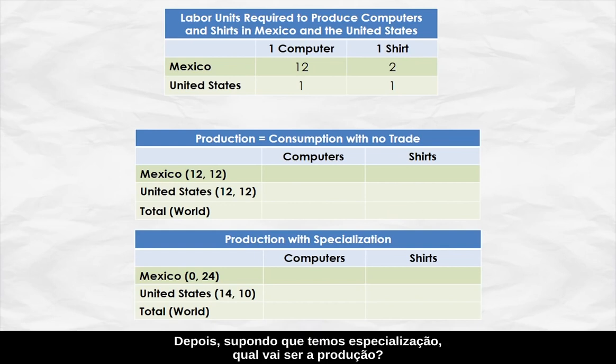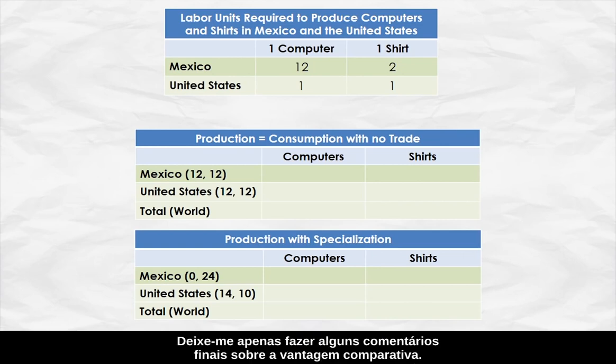Then suppose we have specialization. What's production going to be? So Mexico has 0 units of labor in computers, 24 in shirts. The United States has 14 units of labor in computers, 10 in shirts. What's production in each case? What is the total for the world? And then finally, with production under specialization, can we now find a way to have trade which makes both countries better off? And what's a exact price ratio at which that trade will occur? We'll take that up in a later video.